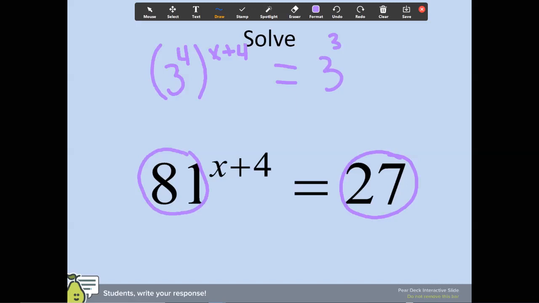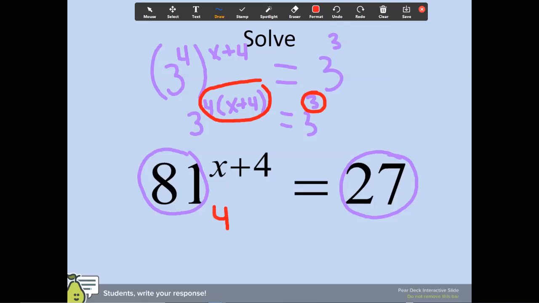Now, when I do these problems, I understand that power to power I multiply, so I usually write this as my first step. If I know that 81 is 3 to the 4th, it's going to times with that x plus 4, which is the exponent that 81 is being raised to. Now at this point, when you have the bases the same, the exponents have to be the same, because 3 to the 5th is not the same as 3 to the 6th or 3 to any other power. So my 3 to the 3rd is going to be the same as my 3 to the 4 times x plus 4 in parentheses.